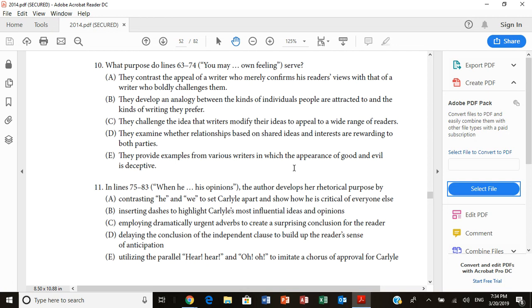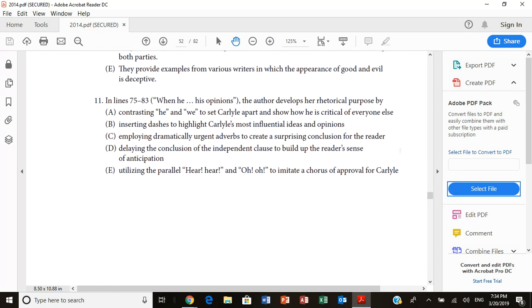It is actually a contrast of two kinds of impacts that you can have as you read a passage. Okay? And that contrast is a better word, a better verb than develop, than challenge, than examine, than provide examples. Okay? And the rest of it is also correct. So A is the best answer.